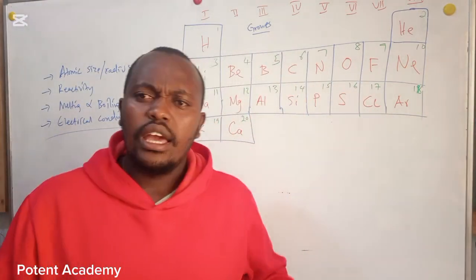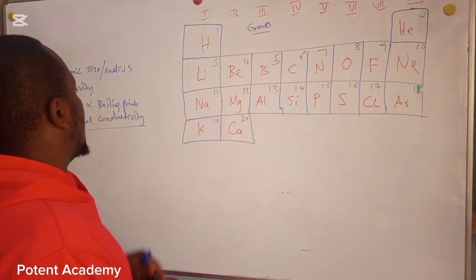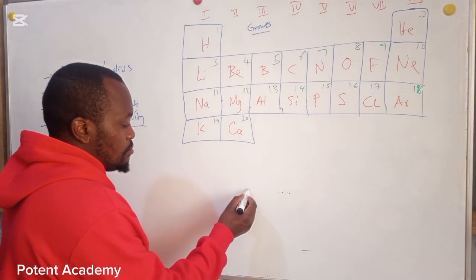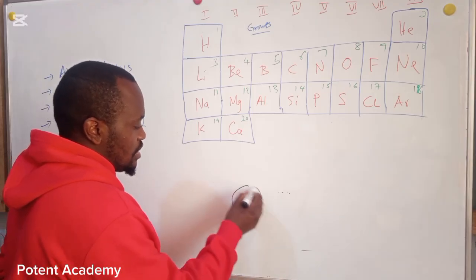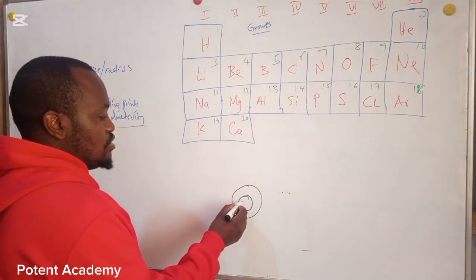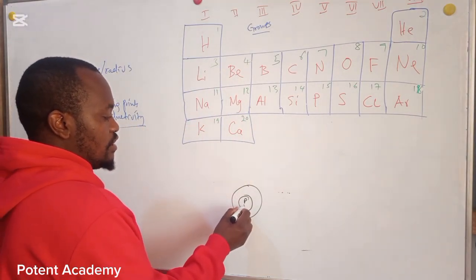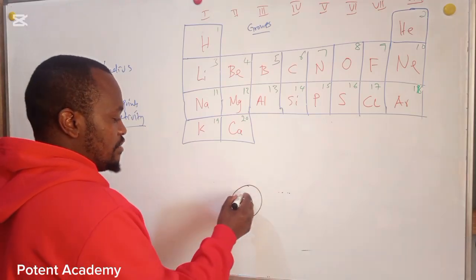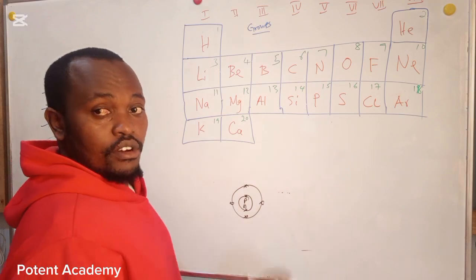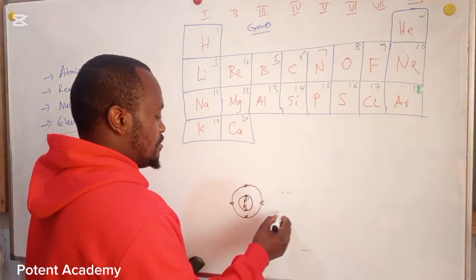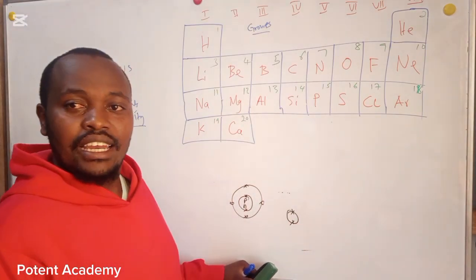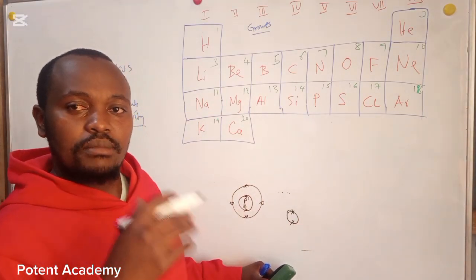Now, talking of atomic radius or atomic size, what is it? In your books or in your class, you must have drawn something like this, the structure of an atom, and you are told this is the nucleus where you have protons and neutrons. Then you have the various electrons arranged in the various energy levels. You must have also learned that the first energy level can accommodate a maximum of 2 electrons. It can have 1, but it can accommodate a maximum of 2.